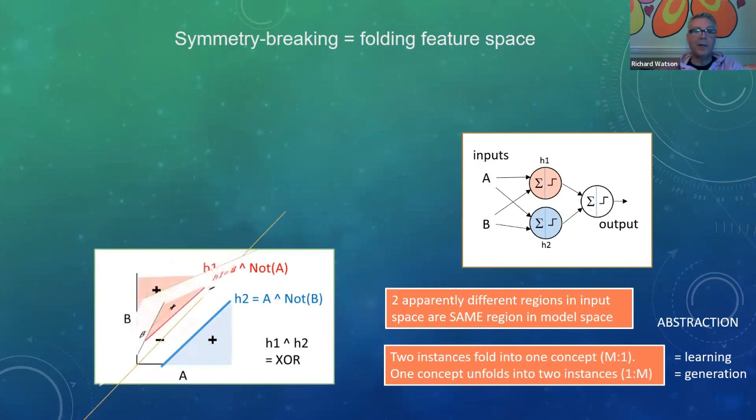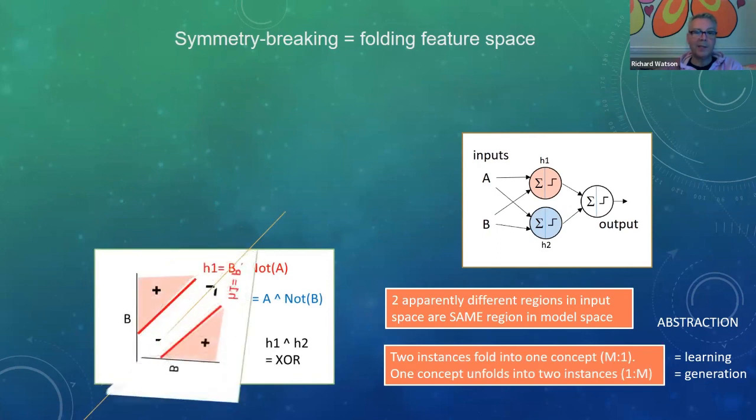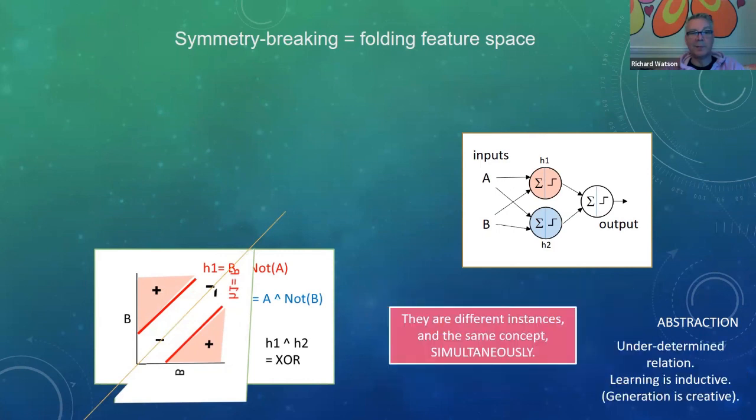So that folding over of the input space, which I can tell you is not easy to animate in PowerPoint, means that these two points are really the same point in concept space. Two different instances and the same concept are represented simultaneously in the same network. There's an undetermined relationship, therefore, that XOR represents both of those instances, and that underdetermination is important for induction and for generalization. Okay, so can we still understand this as a kind of reverse engineering problem?